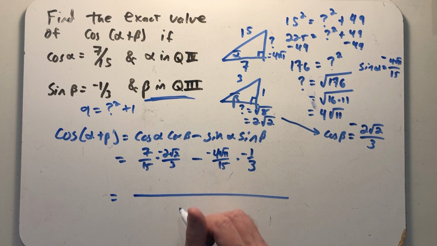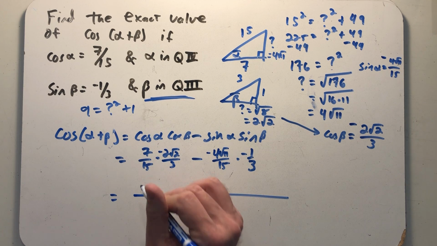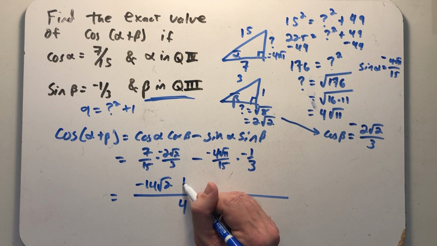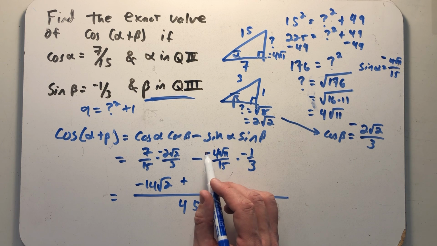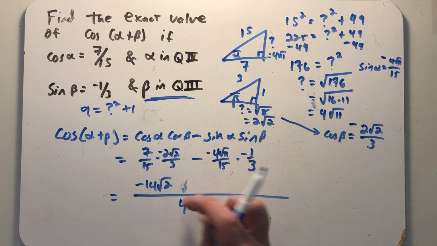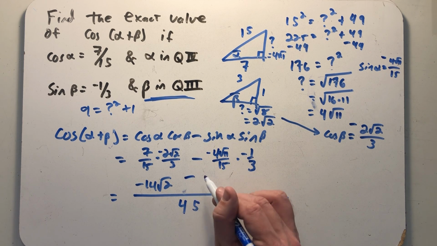Well, I can tell that my common denominator is going to be 45. I have minus 14 root 2 plus, well, let's see, minus a negative, 3 negatives in a row here. So a minus a negative times a negative. So that's actually going to be a minus 4 root 11.